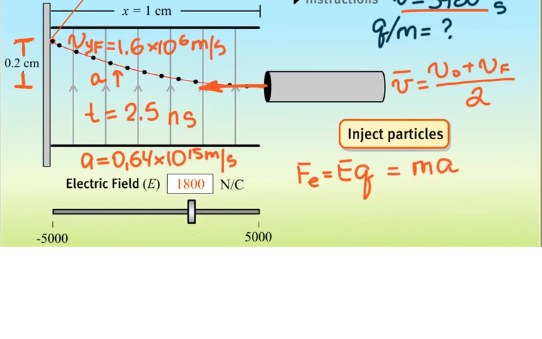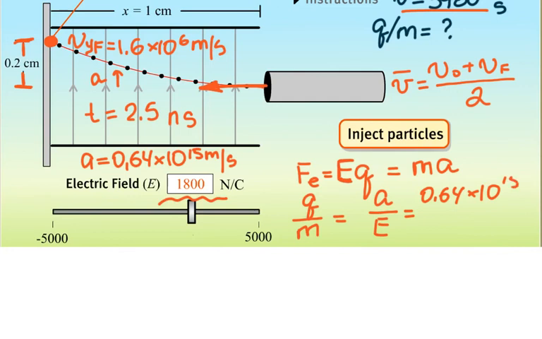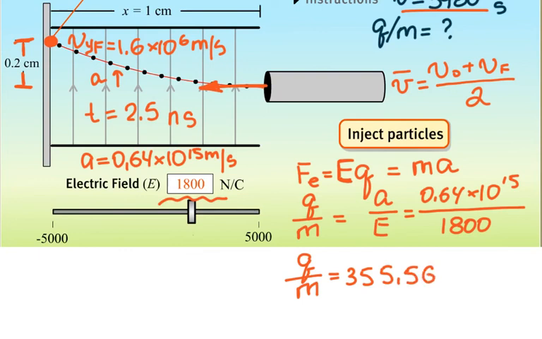I just found acceleration. I don't know what the charge is equal to. I don't know what the mass is equal to because they didn't tell me what kind of charge it is. But they did give me, through the experiment, which electric field will give me exactly this landing position for the charge. So I can find the charge per mass is equal to acceleration over the electric field. So the acceleration is 0.64 × 10^15, and the electric field is 1800. So the charge per mass for this experiment is going to be equal to 355.56 × 10^9, and the unit is going to be coulombs per kilogram because it's the charge per mass.